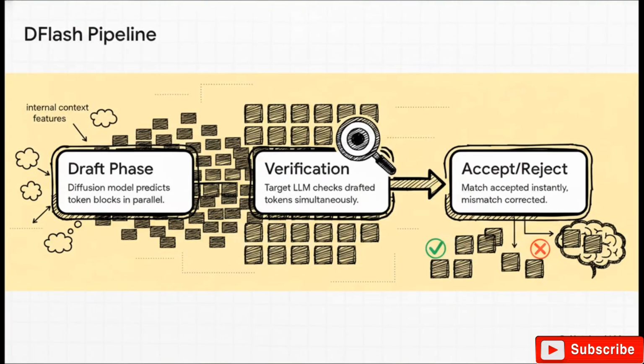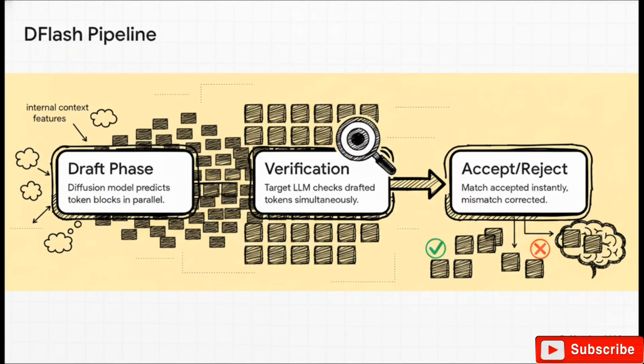The pipeline here is surprisingly elegant, and it entirely eliminates that blind sequential guessing we just talked about. Step 1 is the draft phase. A lightweight diffusion model takes internal context features from the big target LLM and instantly predicts a block of tokens in parallel. No waiting, just boom, done.